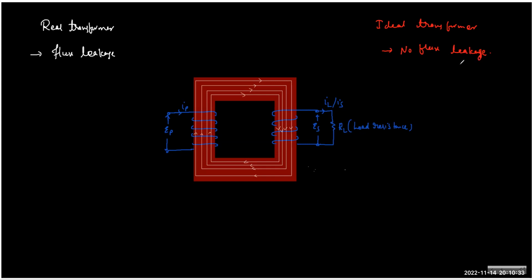So whatever flux the primary produces, the same number of lines of force the secondary will receive. A flux loss means that the lines of force received by the secondary will be less than the lines of force received by the primary, which also means the rate of change of flux in the primary is more than the rate of change of flux in the secondary, which also means the EMF induced in the secondary will be less than the EMF induced in the primary for a single turn, for each turn, you can say. But when we talk about the ideal transformer, we never talk about the flux loss.